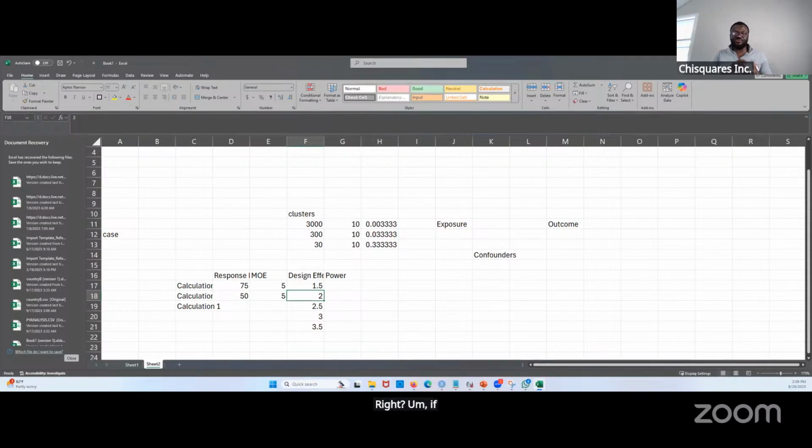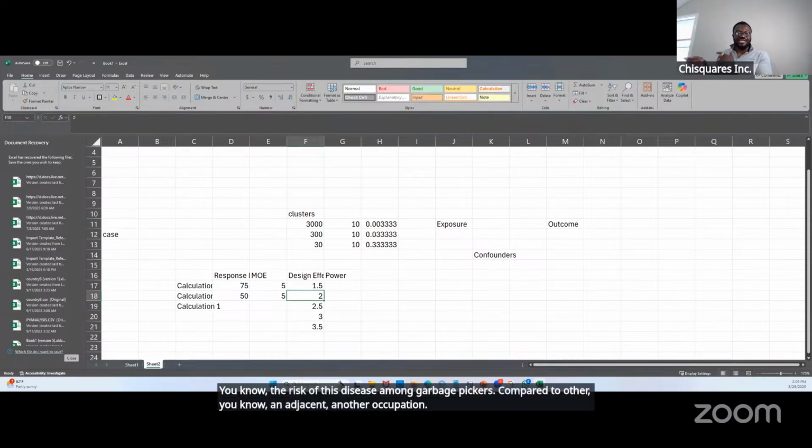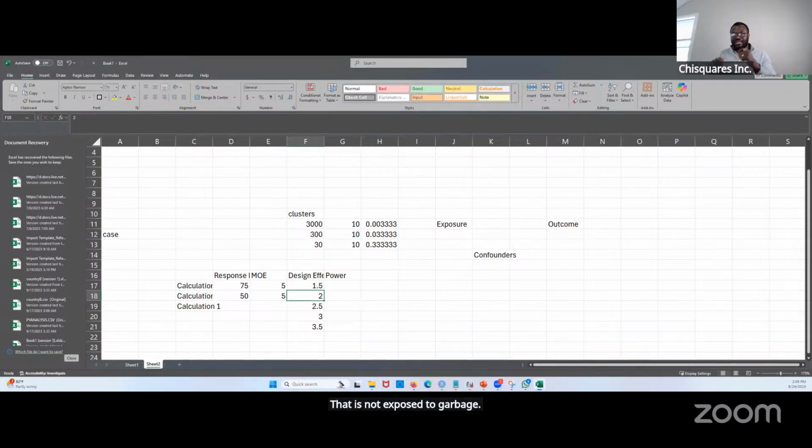If it's a cohort study where you have exposed and non-exposed individuals, so a cohort study is where we have, let's say, in this case, for example, he's talking about garbage pickers, right? So it could be that we're trying to look at the risk of this disease among garbage pickers compared to an adjacent occupation that is not exposed to garbage, right? So we start off with people who are disease-free, and we'll follow them over time to see which of these two groups has higher rates of the disease. Well, that's a cohort study, right?